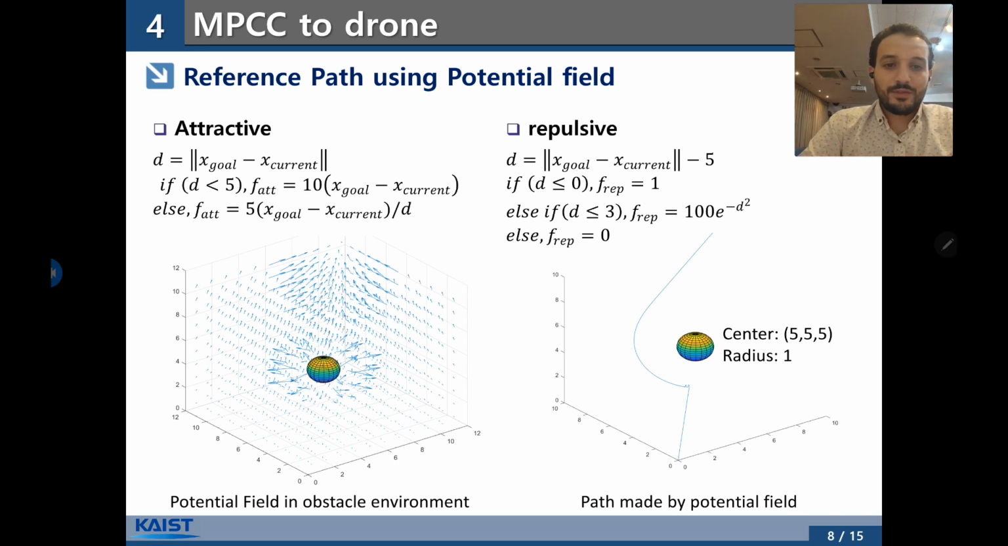The graph on the left shows clearly the resultant potential field, so the goal is attracting, and on the other hand, the obstacle is repulsing. These considerations resulted in the creation of the reference path as shown in the graph on the right side.